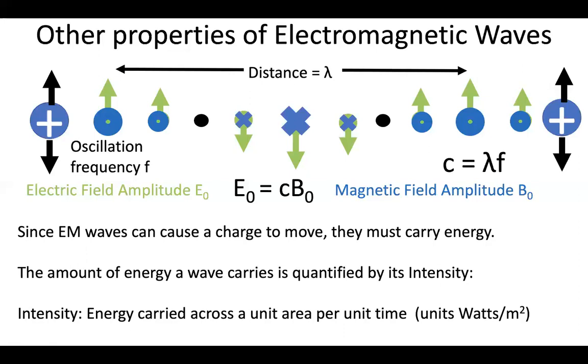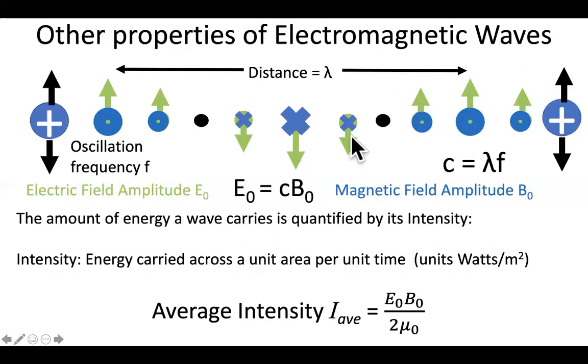Now, it turns out that the intensity parameter is directly related to the magnitude of the electric and magnetic fields. This is because these are the things that are going to move this charge. These are the things that carry that energy. And there's a variety of expressions for this, but fundamentally the average intensity of an electromagnetic wave is the product of the electric field magnitude and the magnetic field magnitude, divided by 2, and divided by that fun mu naught parameter.